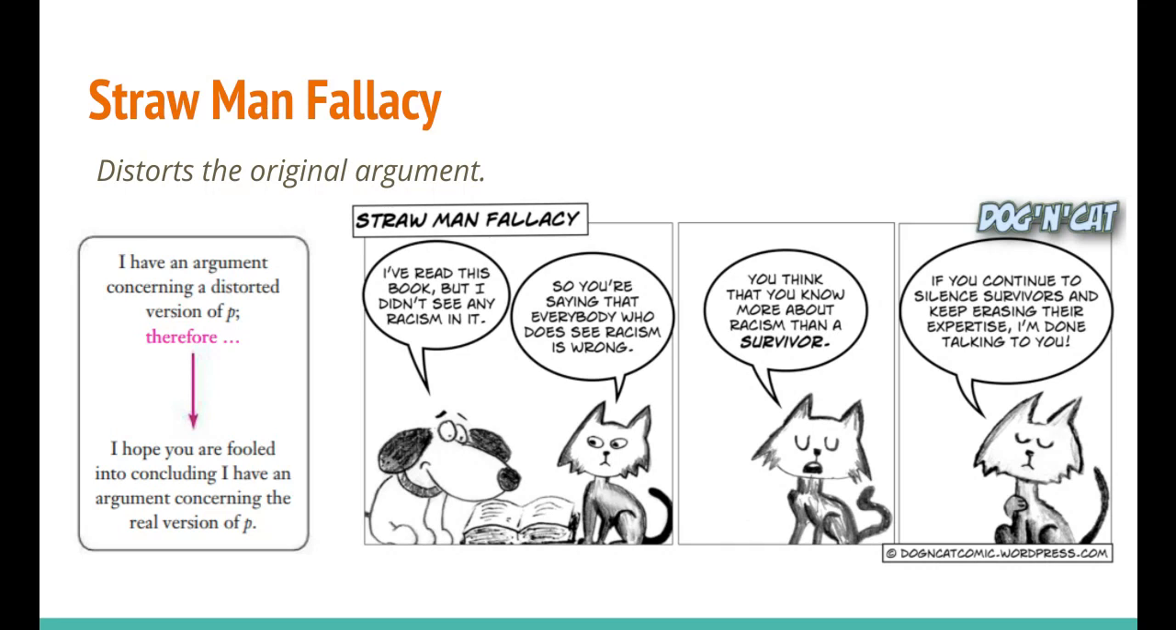In this example, the dog says, "I've read this book, but I didn't see any racism in it." And then the cat, listen for the distortion, says, "So you're saying that everybody who does see racism is wrong." That's not at all what the dog said, but it's similar, right? The cat's distorted it. Continuing, the cat says, "You think that you know more about racism than a survivor. If you continue to silence survivors and keep erasing their expertise, I'm done talking to you." Okay, the straw man fallacy. So the cat distorted the dog's original argument and then argued that instead.